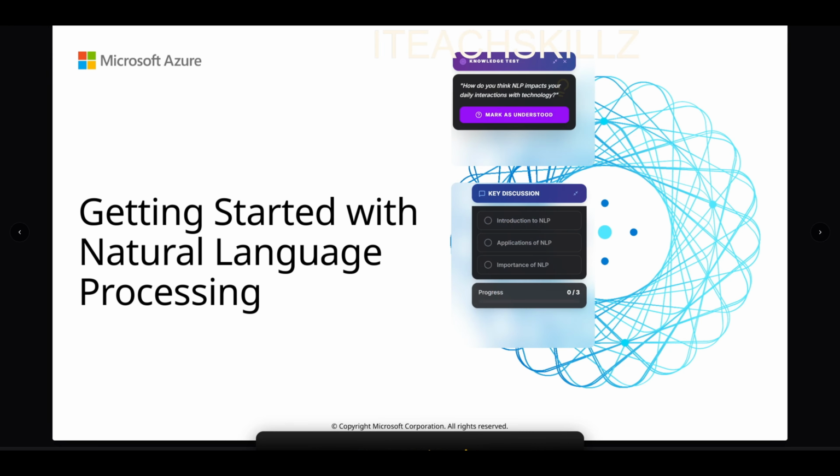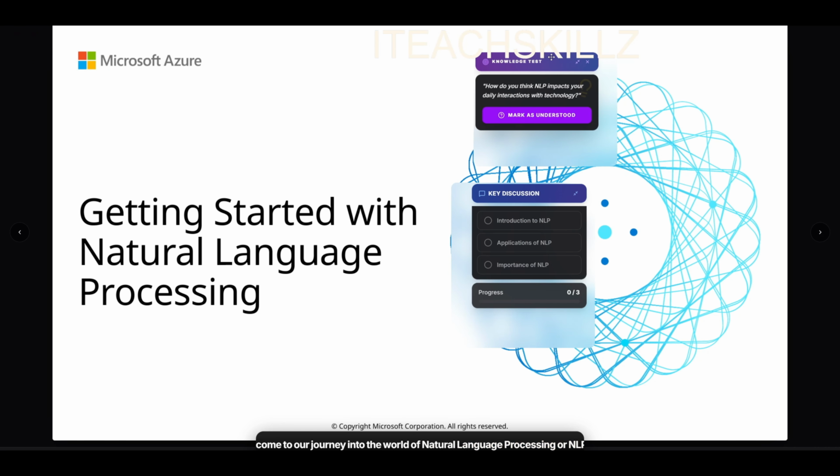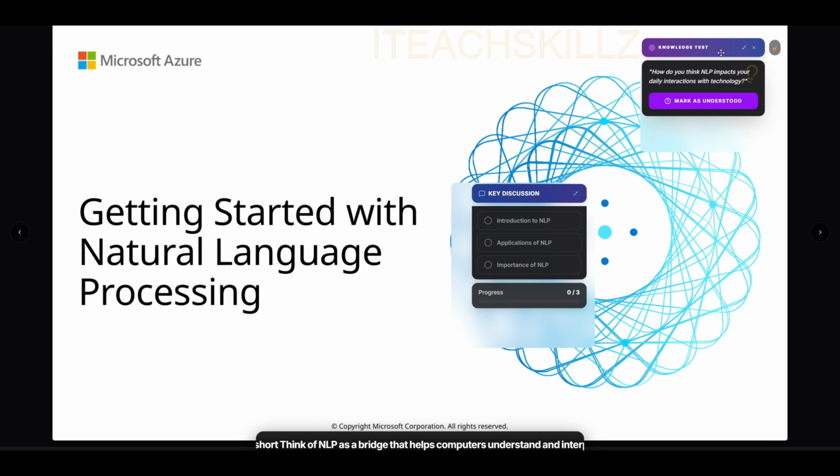Welcome to our journey into the world of natural language processing, or NLP for short. Think of NLP as a bridge that helps computers understand and interpret human language, much like how you might translate between two people who speak different languages. We'll start by exploring what NLP is, its real-world applications, and why it's so crucial in today's technology-driven world.